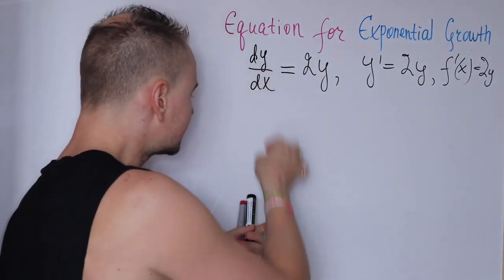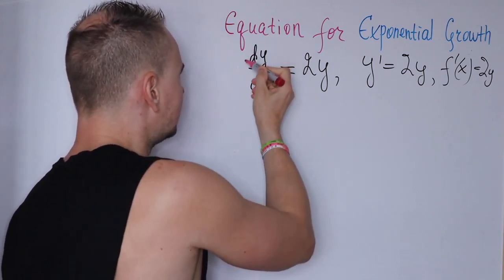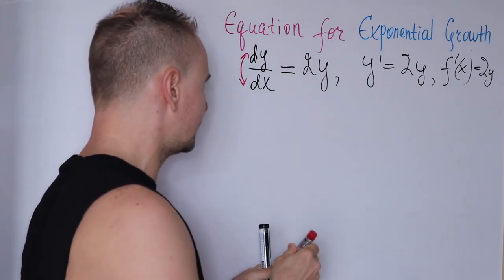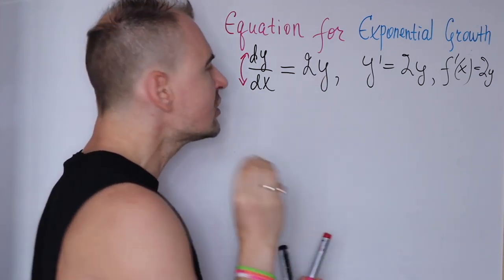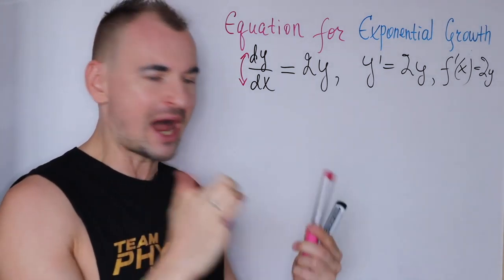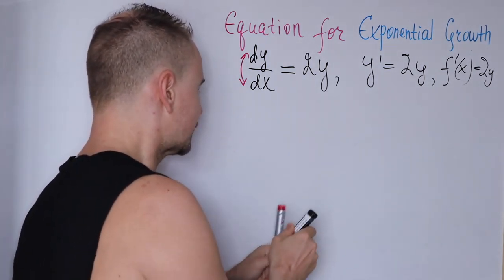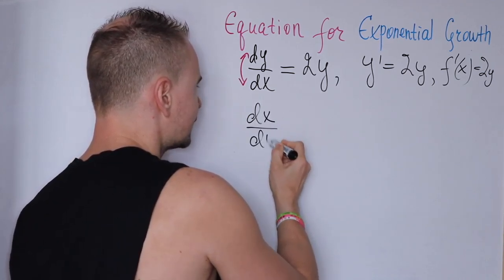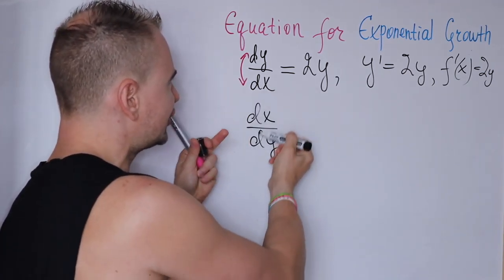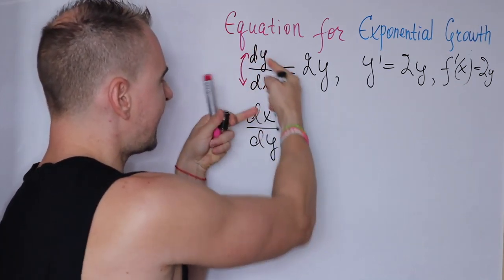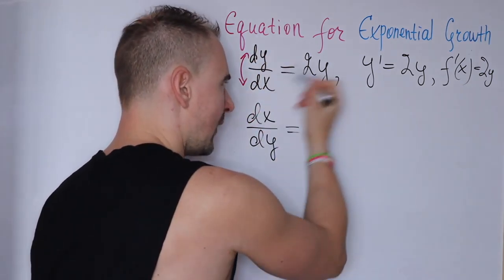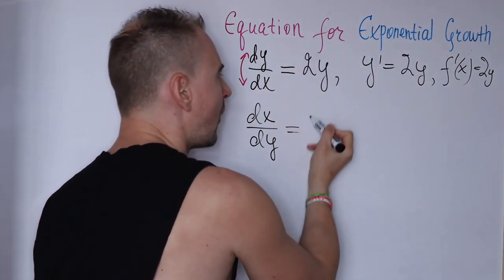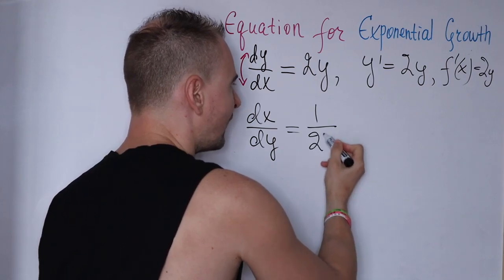Now, I want to swap top and bottom on the left side and simultaneously on the right side of your equation. Notice that 2y could be thought of as 2y over 1. So when I swap, in the next line it becomes dx over dy. Basically I just swapped the top and bottom. And on the right side, since 2y is 2y over 1, it becomes 1 over 2y.